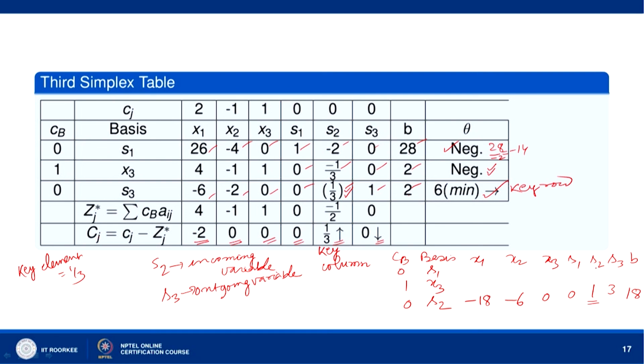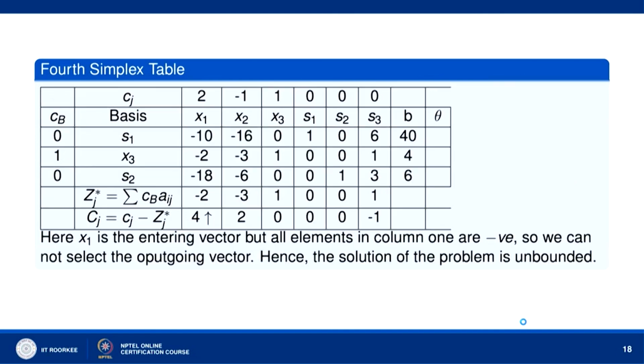With the help of this one we can make the other entries in the S 2 column zeros. So, this minus 2 and minus 1 by 3 have to be made zeros. We multiply this new key row by 2 and add it to the row with minus 2, so that it becomes 0. Then we multiply the new row by 1 by 3 and add it to the second row, so that this minus 1 by 3 becomes 0. After that we get the following table.